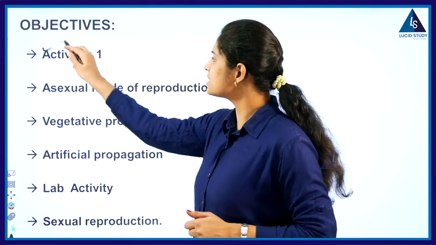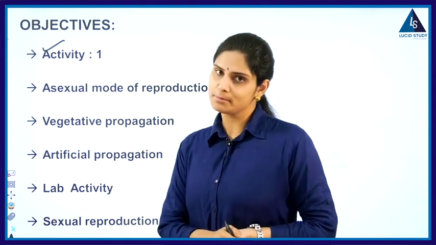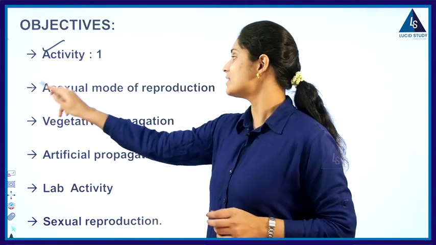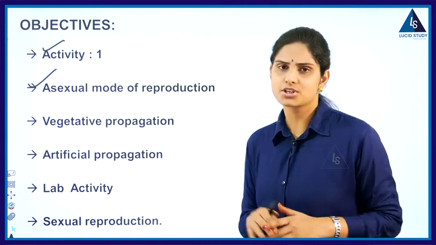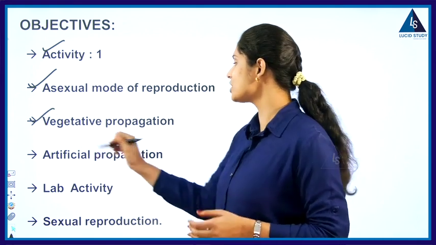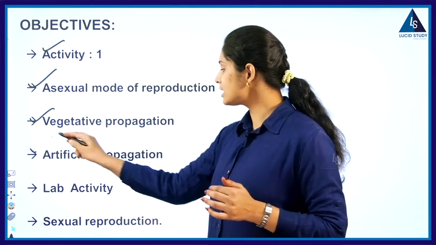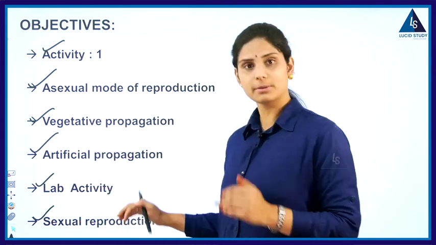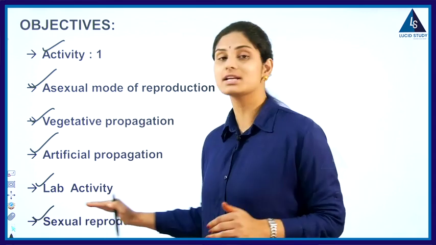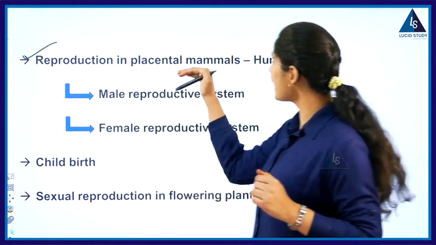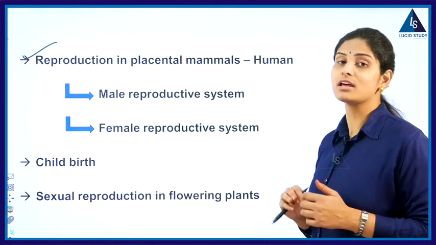the objectives. The objectives include first, a small activity number 1. We'll see what the activity is. Then asexual mode of reproduction. Asexual ante enti? Yes, we'll learn. Then vegetative propagation, artificial propagation, lab activity, sexual reproduction. Ikkada asexual annam, ikkada sexual reproduction annam. Then we'll see about reproduction in placental mammals, that is in humans.